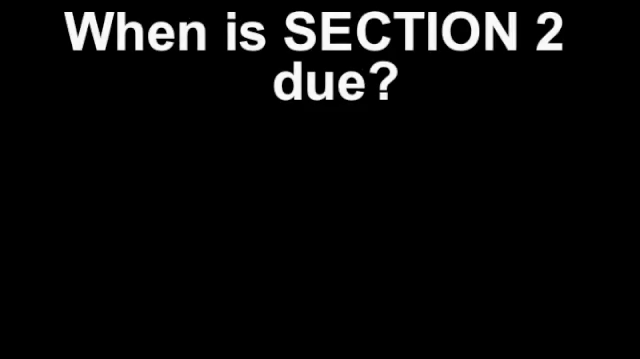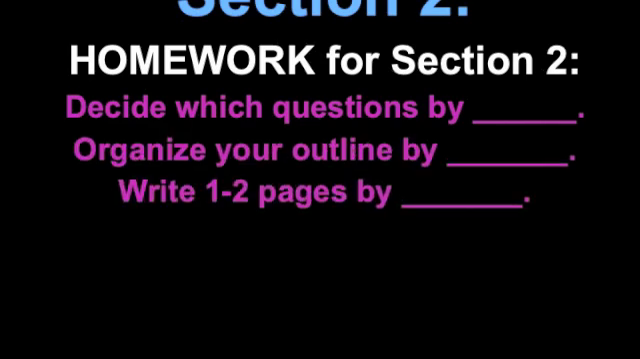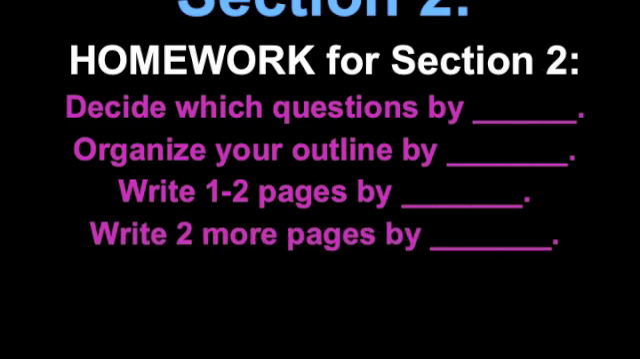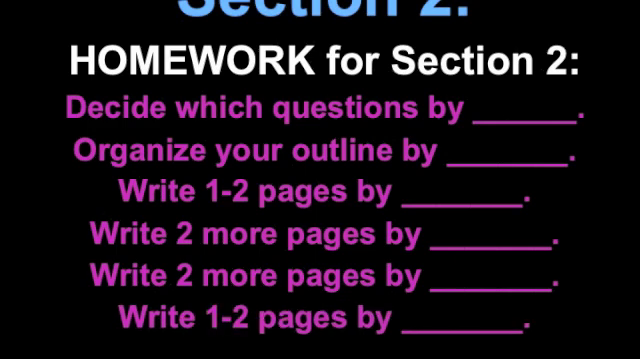So the next question may be, when is section 2 due? And again, if you're watching this on YouTube, please check with Mrs. Johnston about the deadlines and the requirements to do section 2. But again, there are different ways that you can work on this slowly. First, you should decide which questions you're going to answer. Then you should organize an outline. Then you should set minor deadlines to write different pages by. So write a couple pages by this date and this date and this date. Again, speak with Mrs. Johnston directly so that you can work out those deadlines yourself.